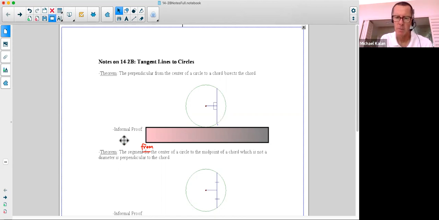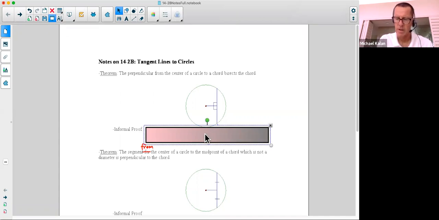Okay. And we'll just do some informal proofs, but I really want you to try and figure this out on your own. So go ahead, pause it. Again, hint will be to draw in radii and see what you can do from there. All right, so we're going to go through this one now.